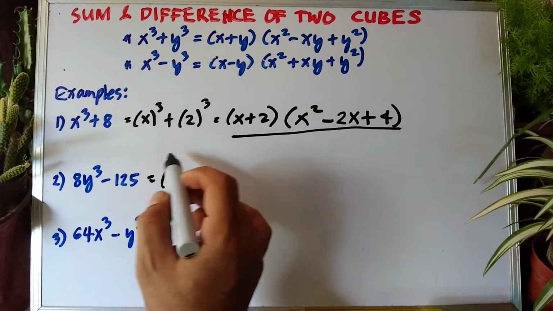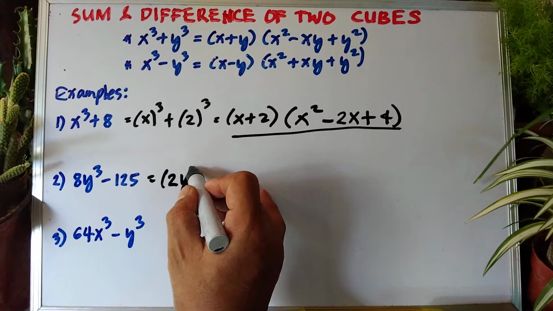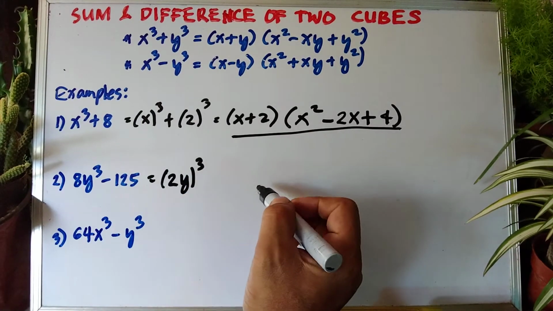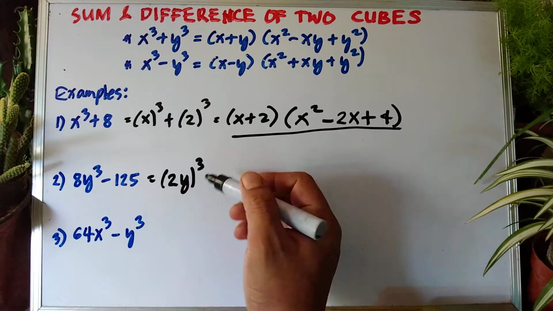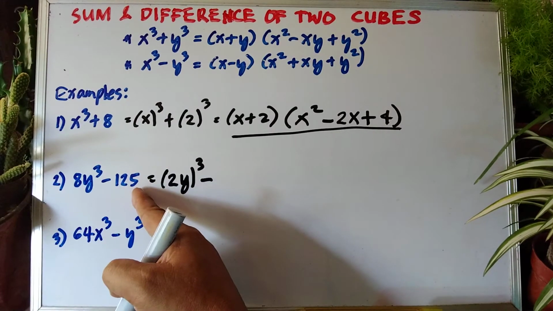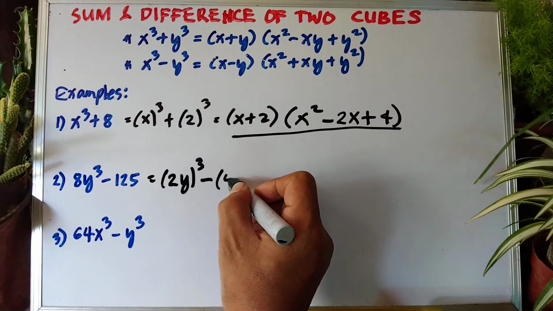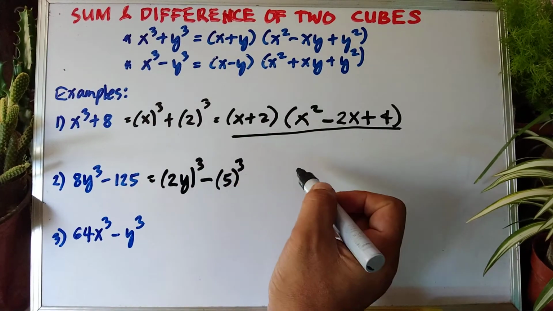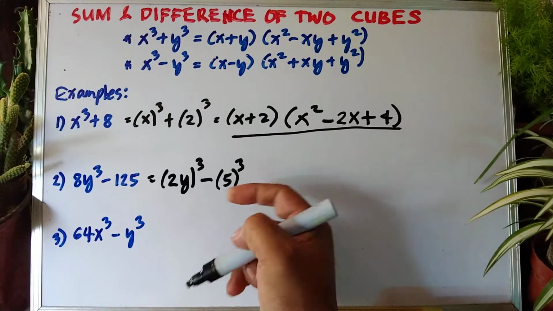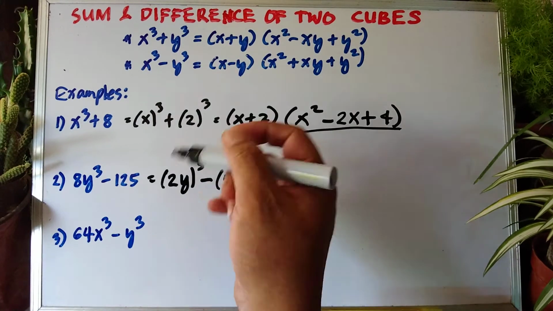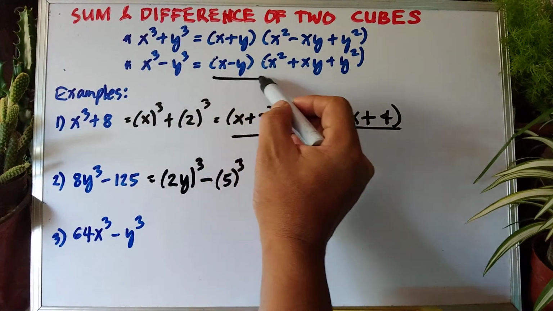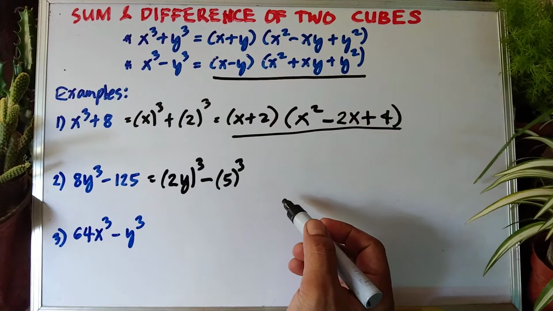What is the cube root of y cubed? Which is y. So, that's how we obtain the cube root. Okay, minus, what's the cube root of 125? That is 5. Now, since this is a difference of two cubes, this should be the form of its factored form.